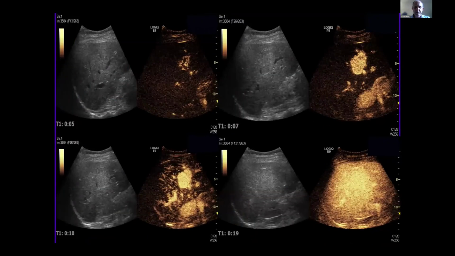Now, the enhancement can be so rapid that you may need to take your video and just rewind slowly, frame by frame, to look and see what happened from the word go. So you can see at 5 seconds, 7 seconds, 10 seconds, and 19 seconds. And you see this feeding vessel centrally, which grows out in a centrifugal manner, and then just disappears and does not wash out. So this is a beautiful depiction of focal nodular hyperplasia and the enhancement pattern in the arterial phase.